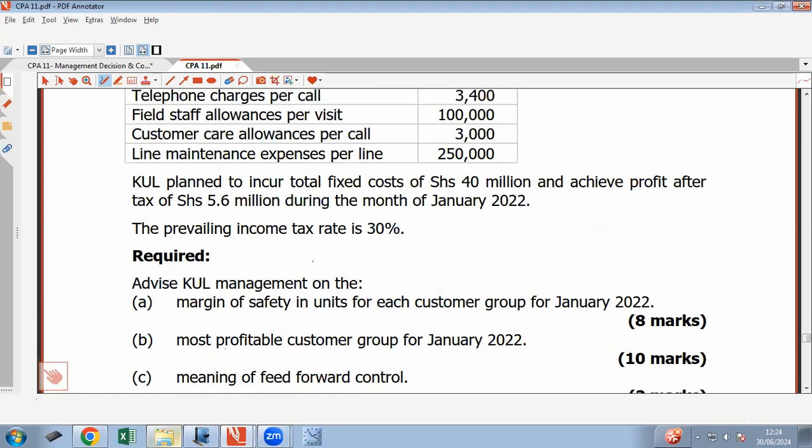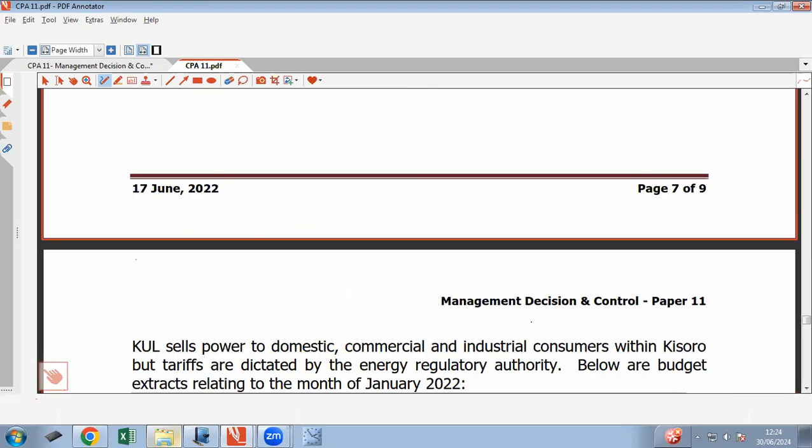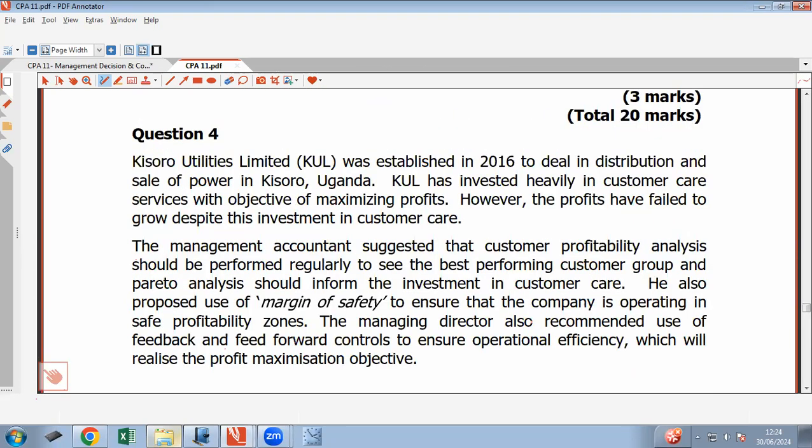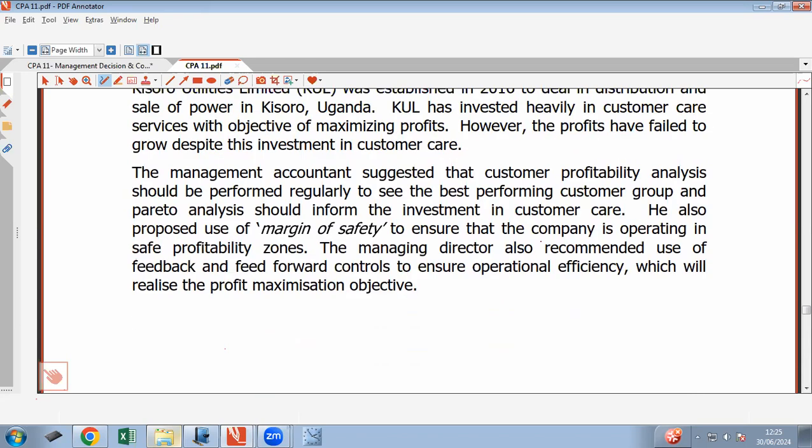We have this question. They are telling us the most profitable customer group for January. Let us read the question. Kisoro Utilities Limited, which is Cool, was established in 2016 to deal in distribution and sale of power in Kisoro, Uganda. Cool has invested heavily in customer care services with the objective of maximizing profits. However, the profits have failed to grow despite this investment in customer care.